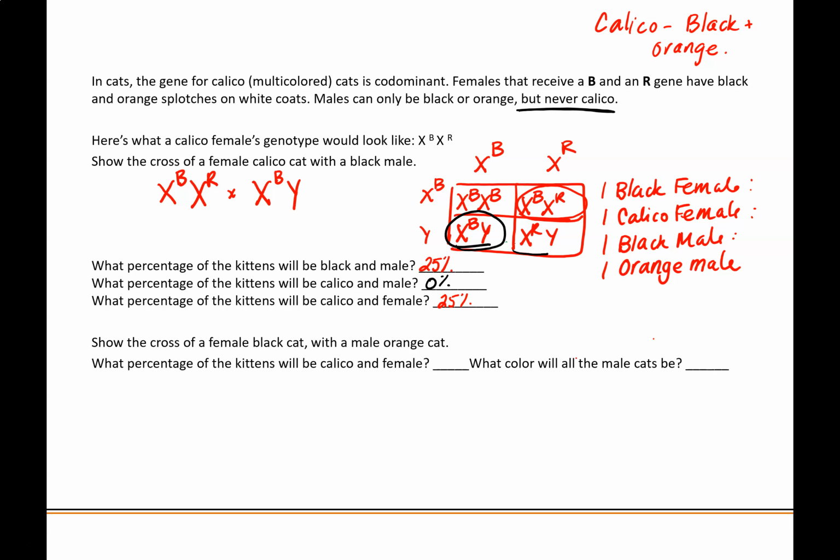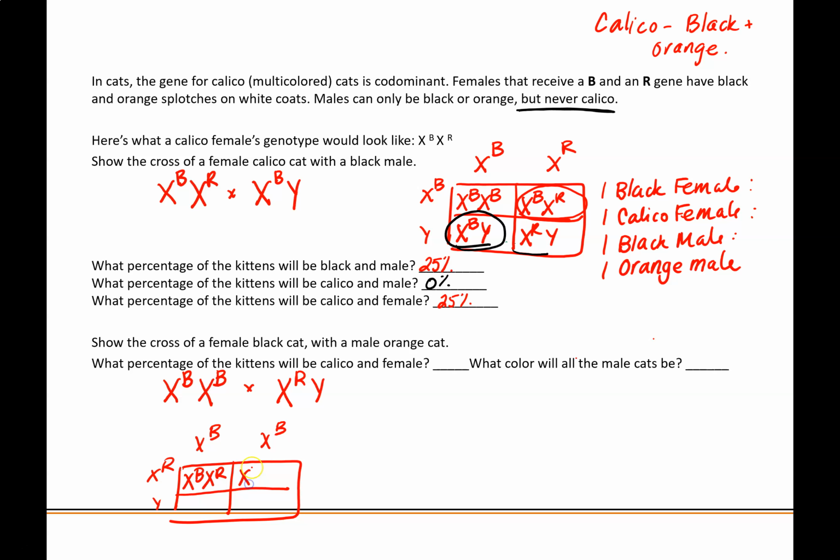So in a second cross, let's cross a female black cat with a male orange cat. Because this is a codominant situation, the only way we get black is if we're homozygous. So a black female with an orange male. So this one, we've got two calico females.